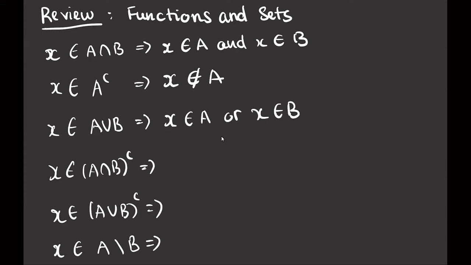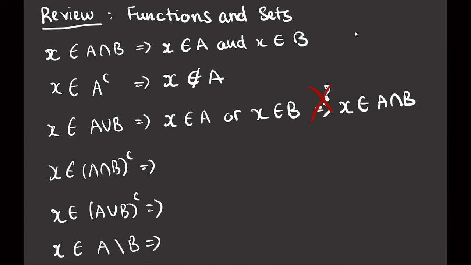If x is in A union B, it means x is in A or x is in B. I want to ask you, if we know x is in A or x is in B, can we conclude that x is in A intersect B? Can we conclude this? Yes or no? No. We cannot. This one is wrong.